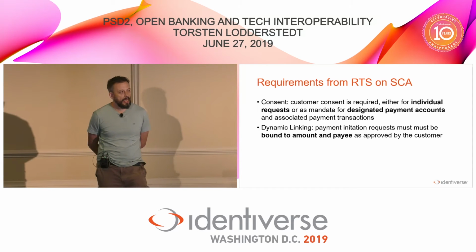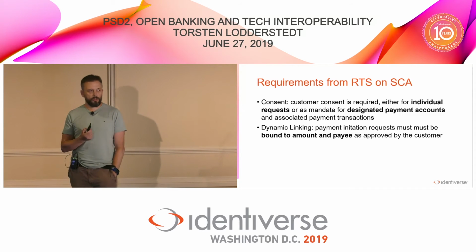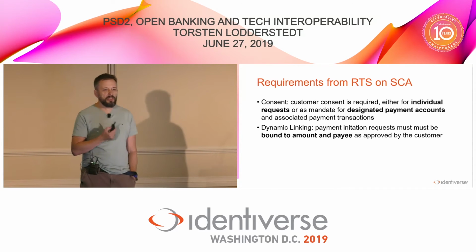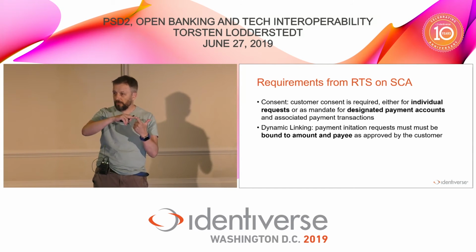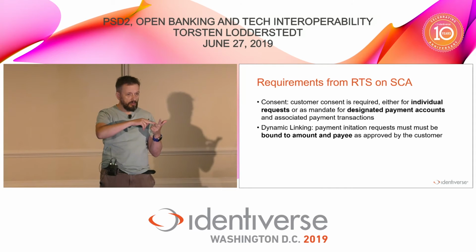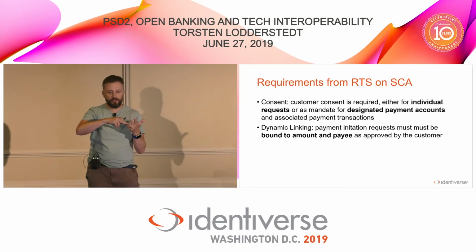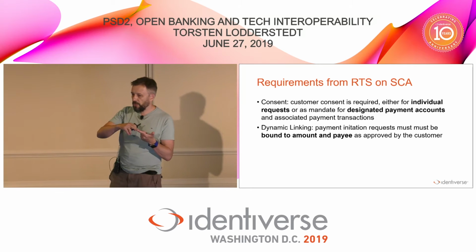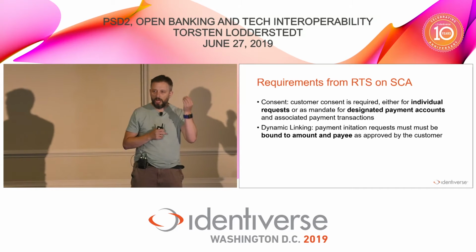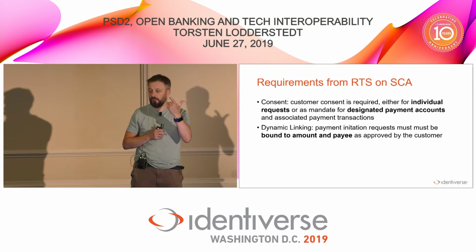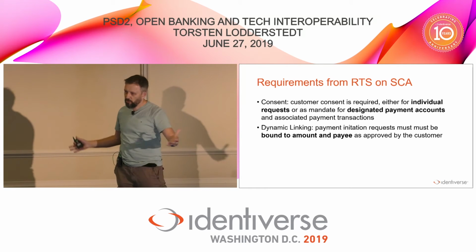PSD2 requires an ASPSP or the TPP to gather consent by the user for a certain transaction on a very detailed level. So the user has to confirm that access happens to a certain account, and what actions the TPP is allowed to execute on that account. Might it be just access to the balance or the account history or something like that? And for the payment initiation, it also requires that the token, for example, that's being issued is really bound to the payee and the amount of the transaction. So you can't solve that with just a "give me access to your account" scope.